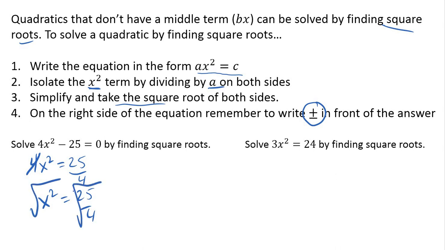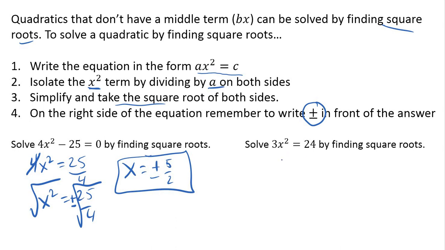When I do that, here's the key. Out in front, I have to add that plus or minus, because you could have a negative times a negative would equal this thing, or a positive times a positive. So square root of x squared is just x, and now I get plus or minus, square root of 25 is 5, square root of 4 is 2, so plus or minus 5 halves. There you go. Remember that plus or minus.